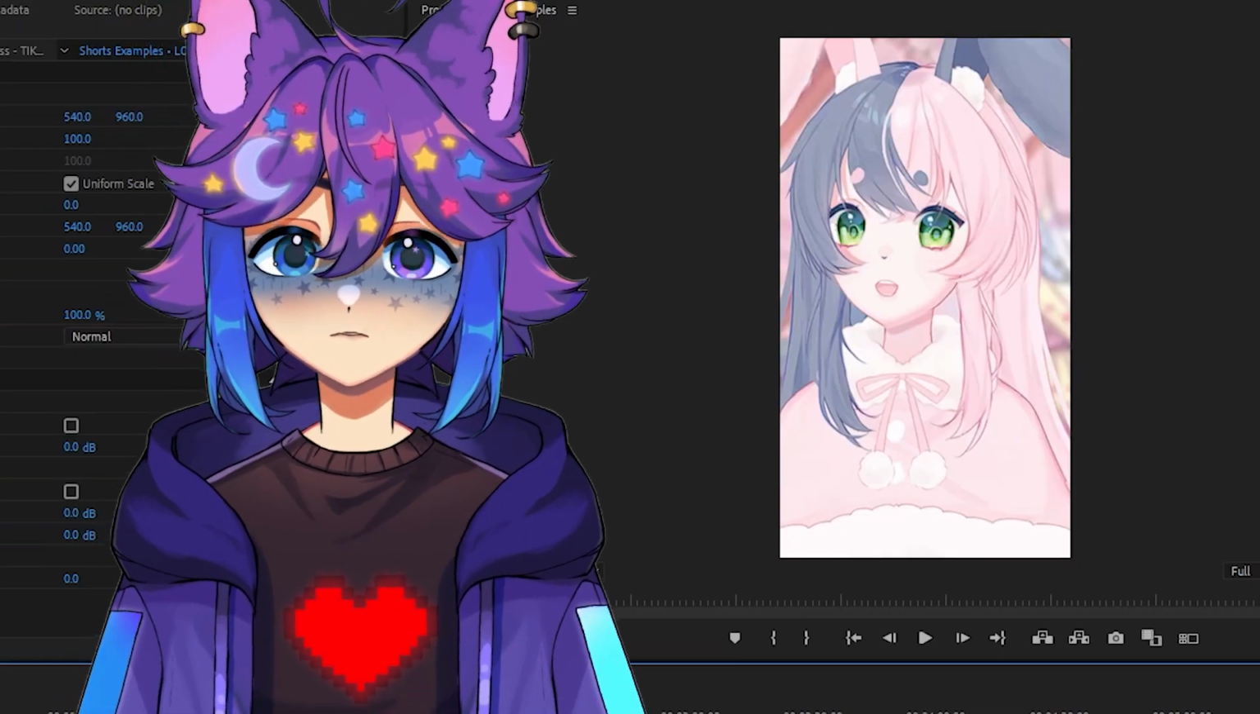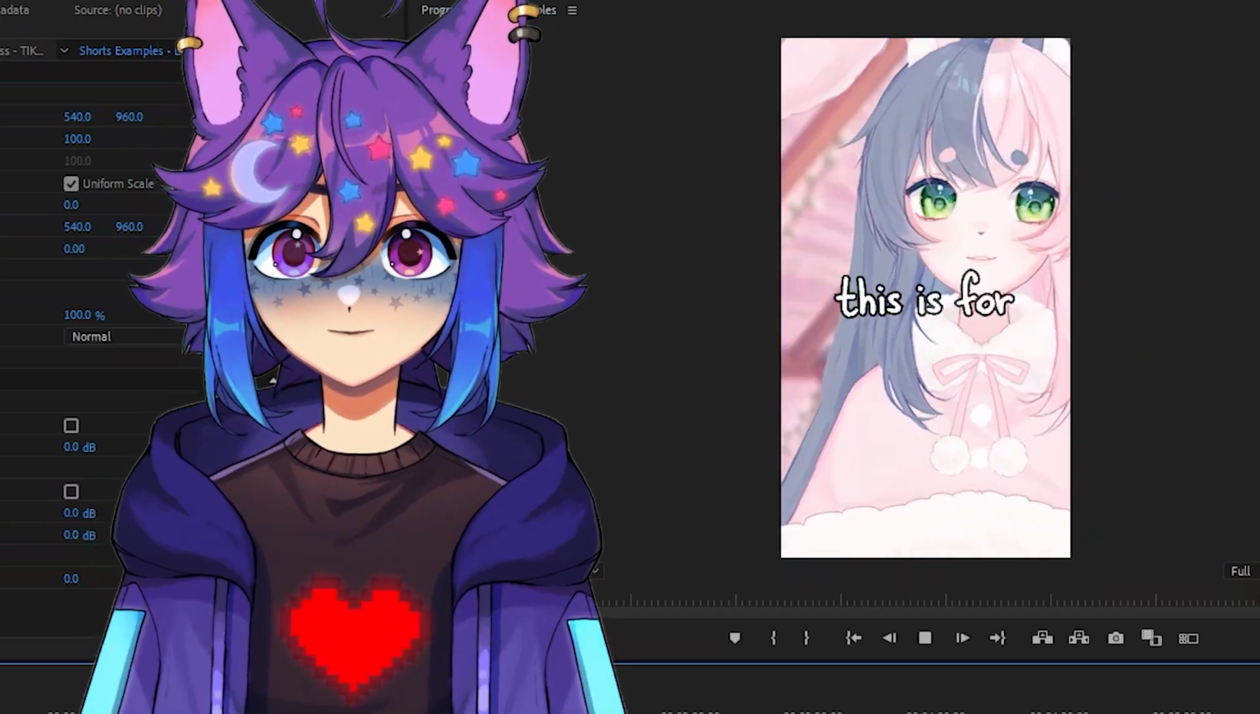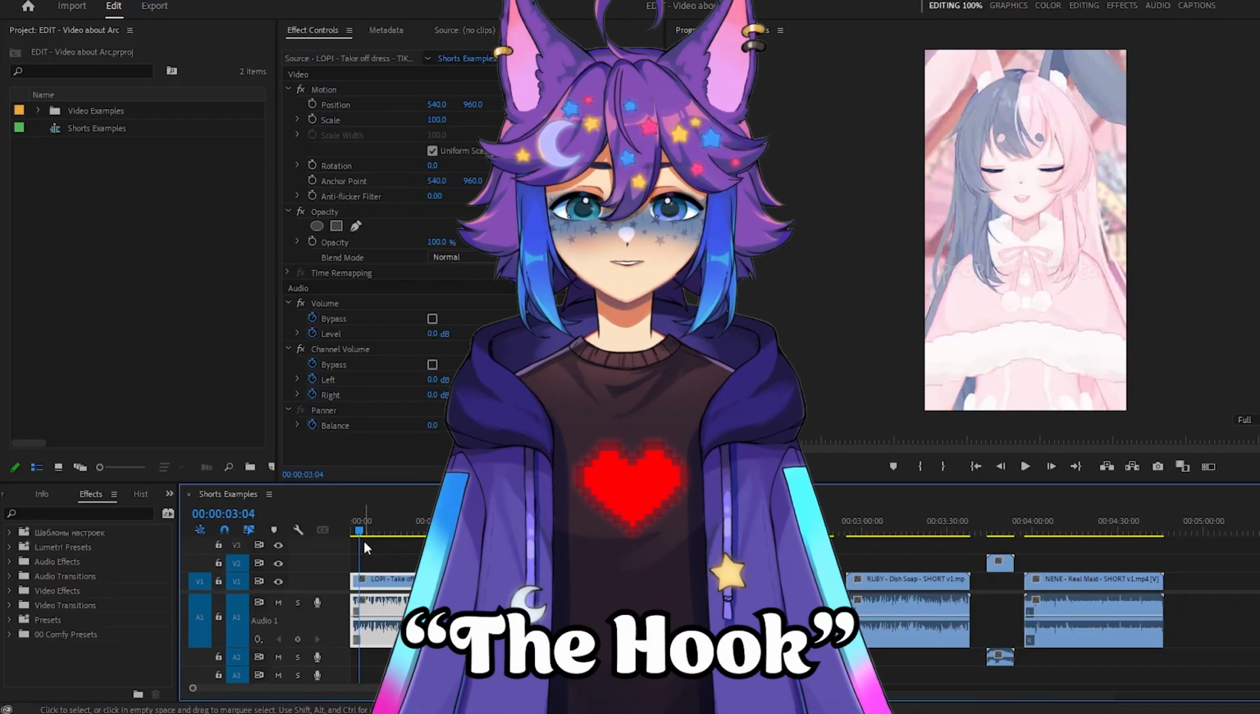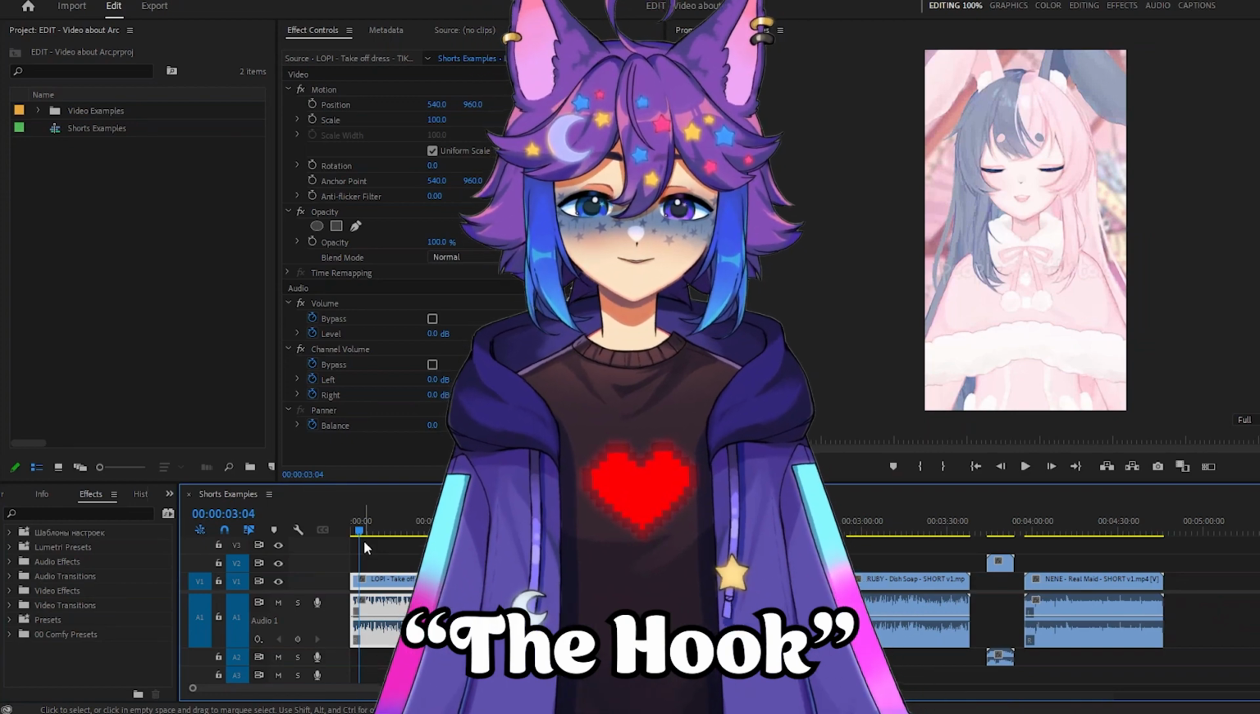We start off with the setup. Please do not take this video down. This is for educational purposes. In short form video, this is often also known as the hook, but this is the setup for the arc of this short, right?